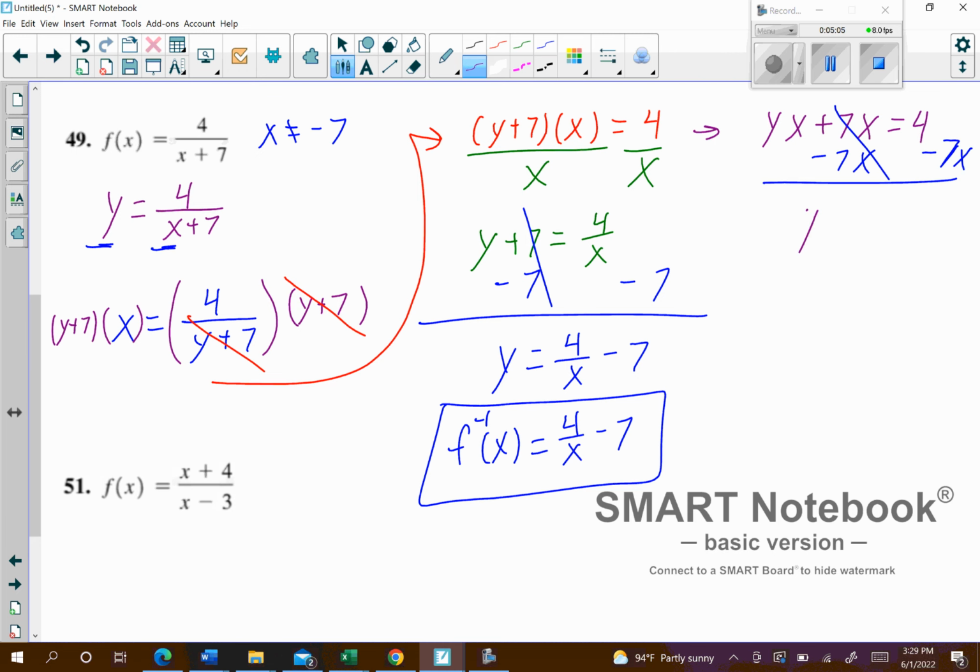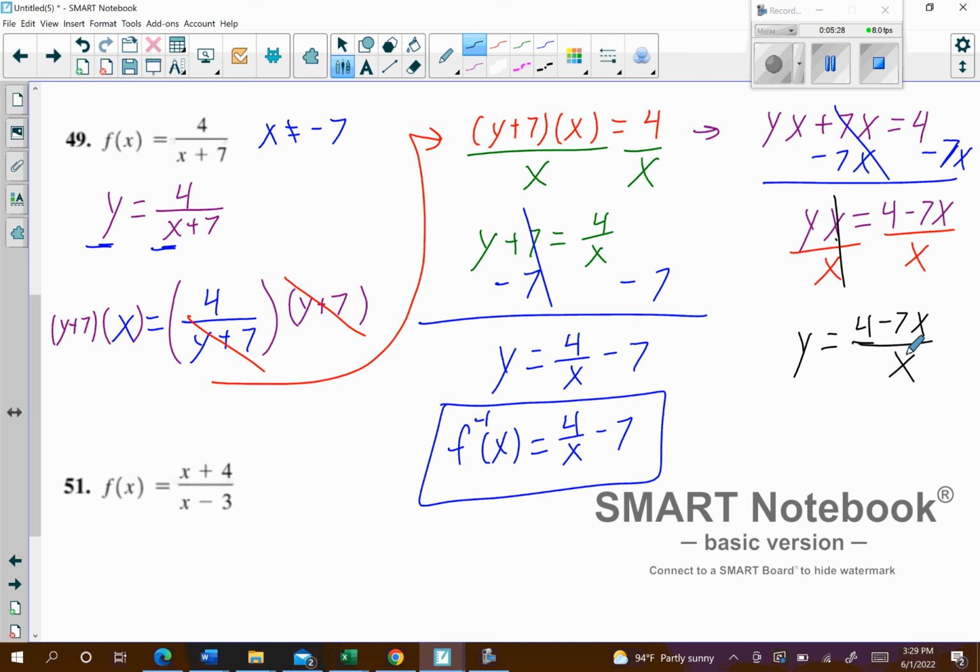And let's see, so that'd leave me with a y and x. Y times x equals 4 minus 7x. And then I would divide everything by x. And that would leave me with y equals (4 minus 7x) over x.